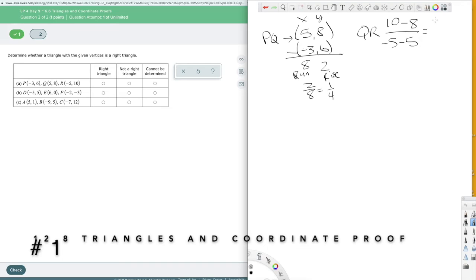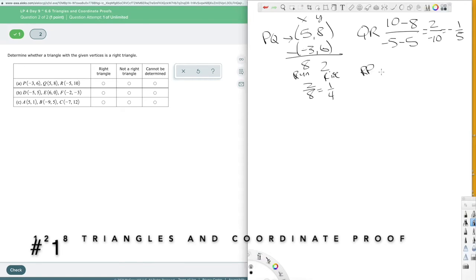So I have 2 over -10. So I end up reducing that to -1 over 5. So far those are not the same, because we'd need 1/4 and then -4. Or, this is -1/5, so I'd need +5 to be a negative reciprocal. All right, so the last one we're going to do is RP.